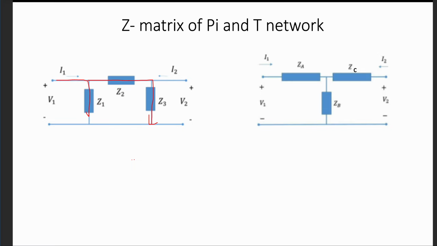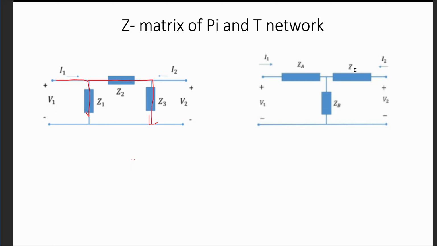T network is really easy actually. Pi was a little harder, but although this is also simple, T is really easy. Z11 and Z22, as I told you, are really simple. You can just see them and tell, this is Z11 and this is Z22. I will wait for one more minute. Z22 is ZC plus ZB. Yeah, that's correct. And now I am looking for Z21 and Z12.